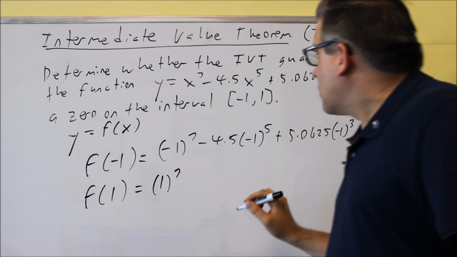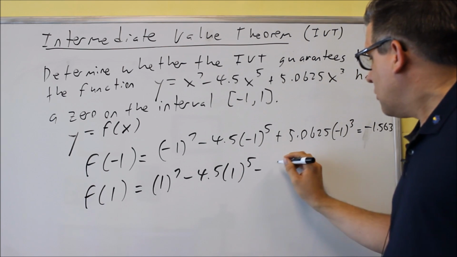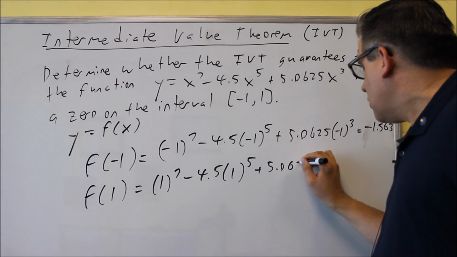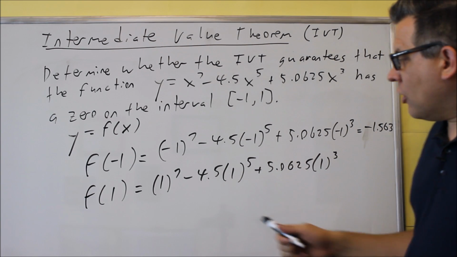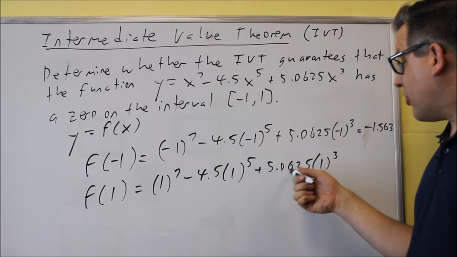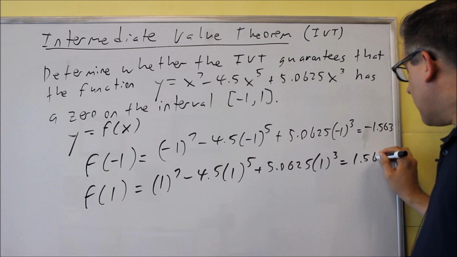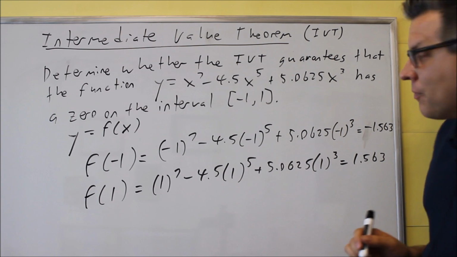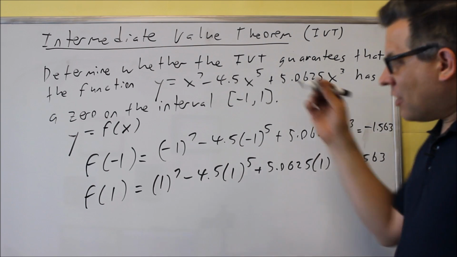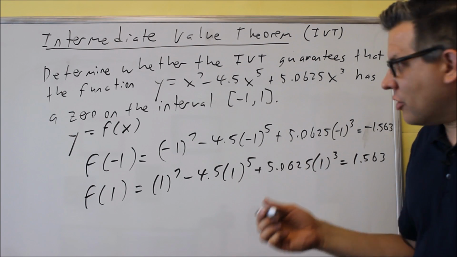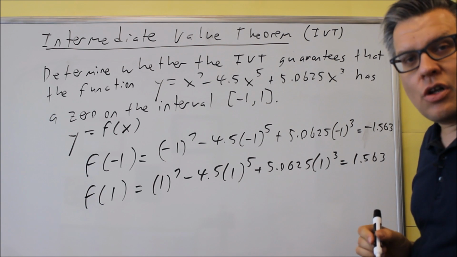So 1 to the 7th power minus 4.5 times 1 to the 5th plus 5.0625 times 1 to the 3rd. So essentially we have 1 minus 4.5 plus 5.0625. If you work all that out, you're going to get 1.563. We get a positive value for that. So therefore, because we got a negative and we got a positive here, that guarantees that there has to be a zero on the interval between -1 and 1, and we say that's because of the intermediate value theorem.